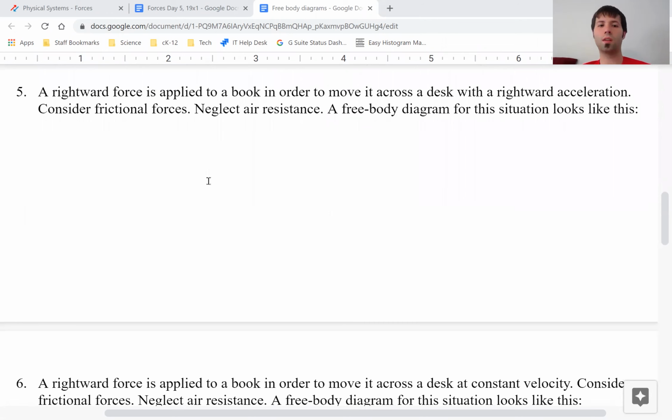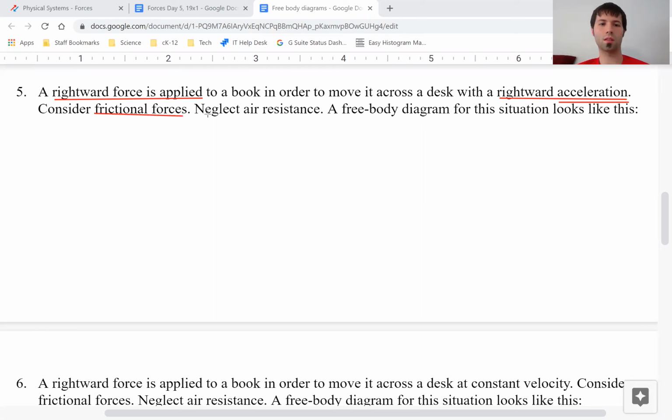Okay, so here we get some more unbalanced situations. I already kind of gave away the next one, but that's okay. So a rightward force is applied to a book. I'm going to underline some words as I go. A rightward force is applied to a book in order to move it across a desk with a rightward acceleration. So rightward, especially the word acceleration, hopefully you're already keyed in now. If there's acceleration, it's going to be unbalanced. So this is unbalanced.